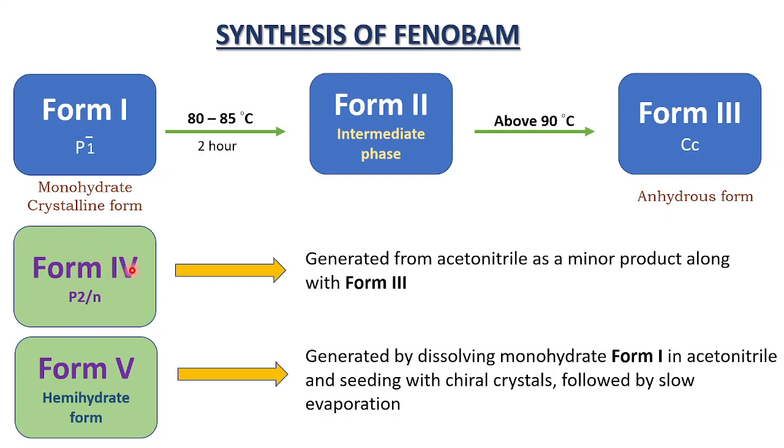Okay, then form 4 is generated from acetonitrile as a minor product along with form 3. This is formed along with form 3. Okay, then lastly we synthesize form 5. We have synthesized all the forms of phenobam. There are 5 forms, and these are all polymorphs of phenobam. We have synthesized all 5 forms. That's what we are discussing in this slide, simply the synthesis of phenobam.